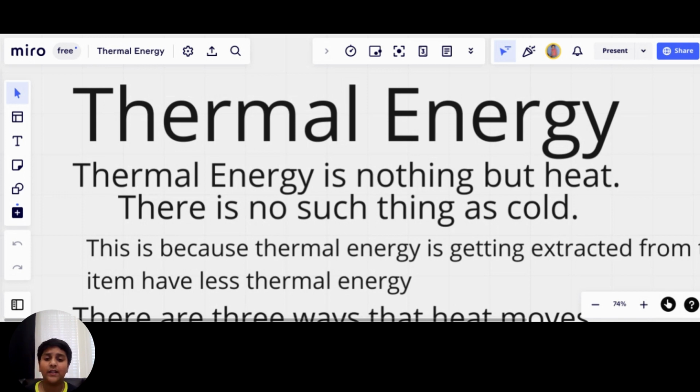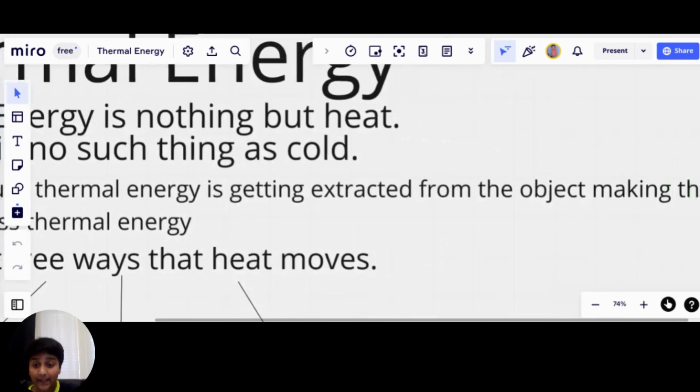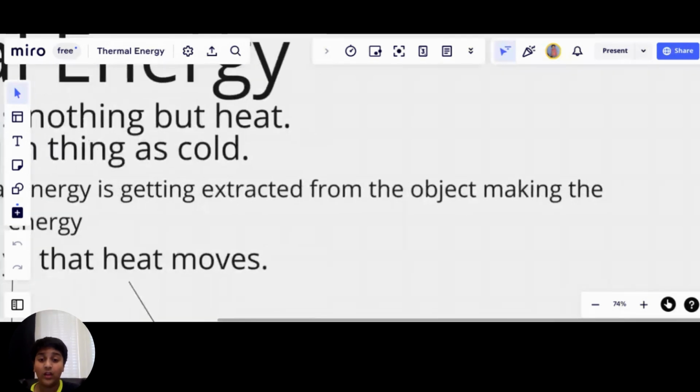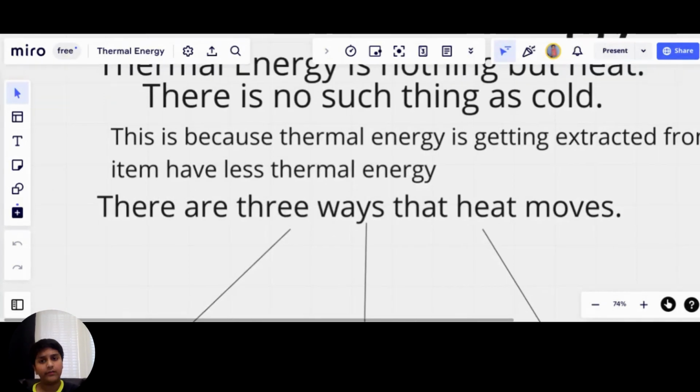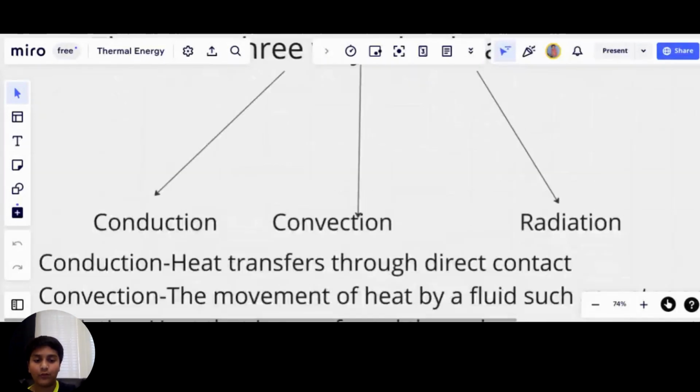Now, the reason is because thermal energy is getting extracted from the object, making the item have less thermal energy, if that makes sense. Now there are three ways that heat moves. That is conduction, convection, and radiation.